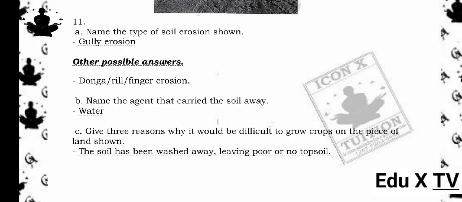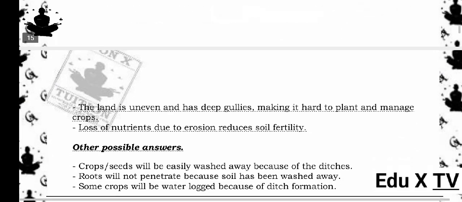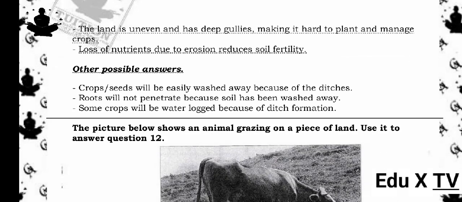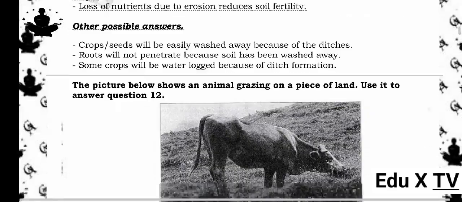The soil has been washed away, leaving poor or no topsoil. Preparation will be difficult due to unevenness of the land. Loss of nutrients due to erosion reduces soil fertility. Other possible answers: crop seeds will be easily washed away because of the ditches. Roots will not penetrate because soil has been washed away. Some crops will be waterlogged because of ditch formation.